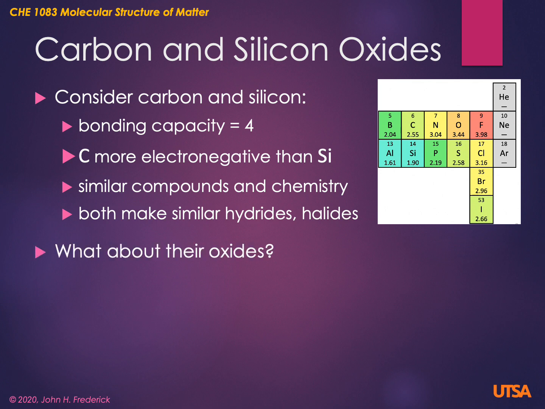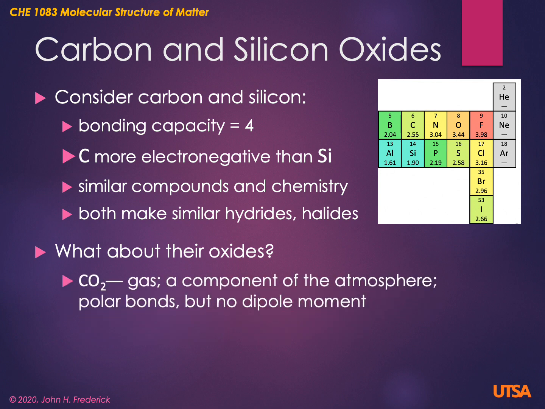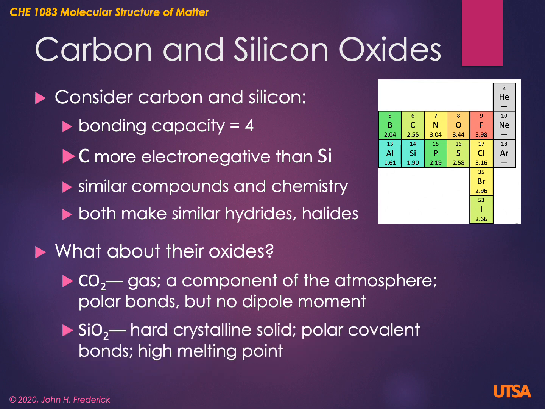So what does this mean about their oxides? Well, it turns out we know about the oxide of carbon. It's a gas, it's carbon dioxide. It's a component of the atmosphere. It has no dipole moment, though it does have polar bonds. Silicon also forms a dioxide, but in this case it's a hard crystalline solid. It also is made up of polar covalent bonds, but it has a very high melting point, so you're not likely to see silicon dioxide gas anytime in your lifetime.